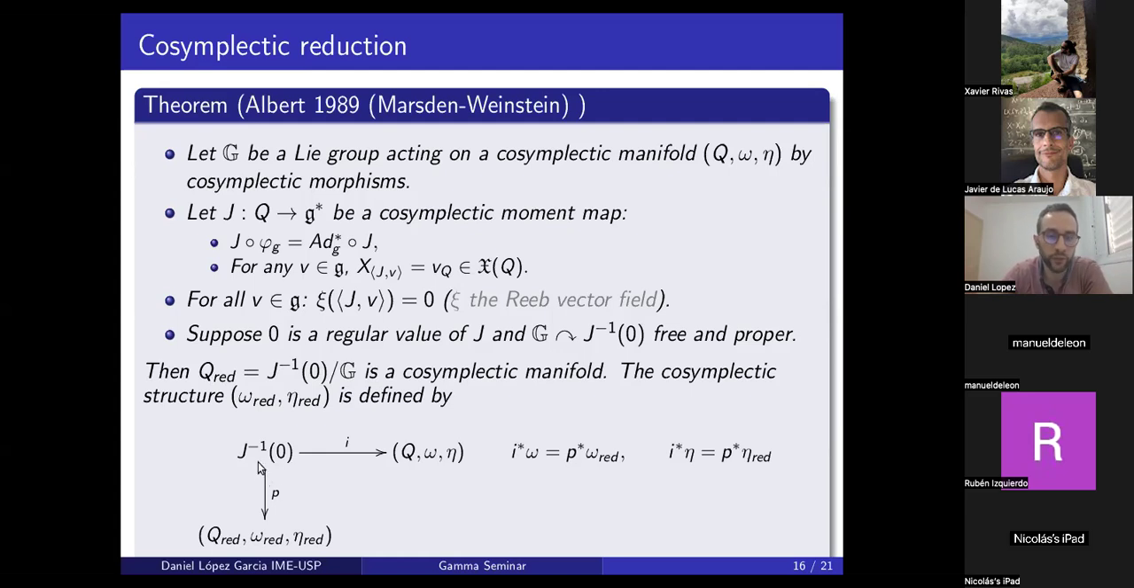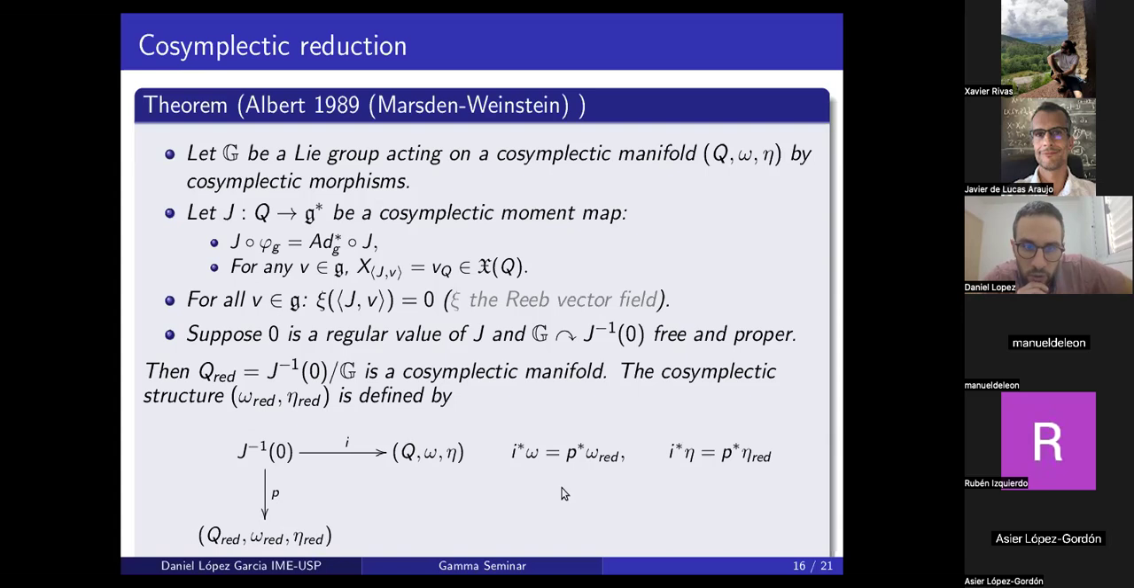As is natural, the definition comes from this diagram: you consider the 0 level here, you consider the inclusion, where Q has a cosymplectic structure, and from here to here, you consider the canonical projection. This omega red and this eta red are defined by considering the pullback and comparing with the pullback of these, that's the equation. You consider this. Daniel, yes.